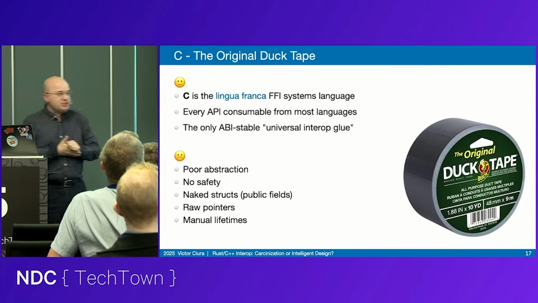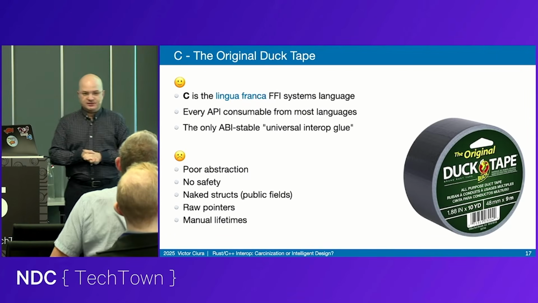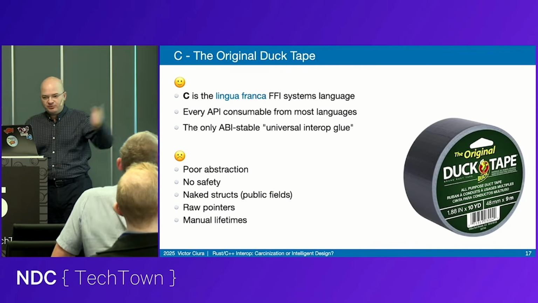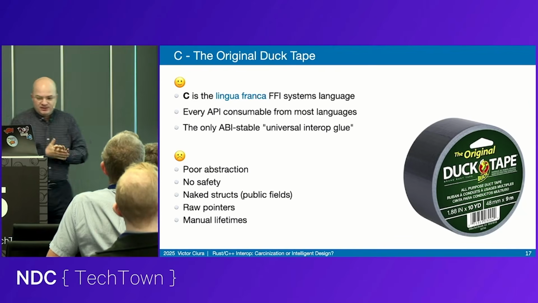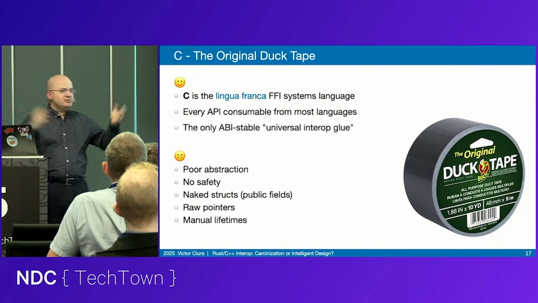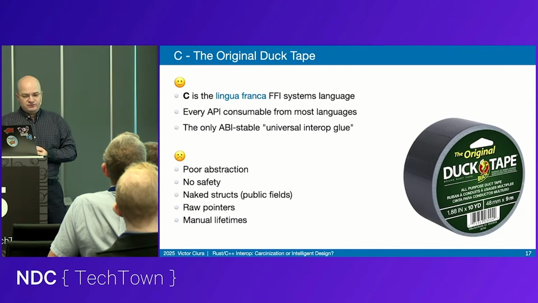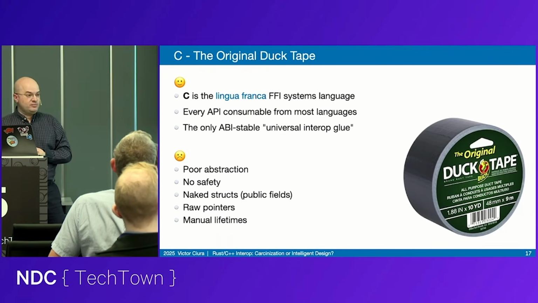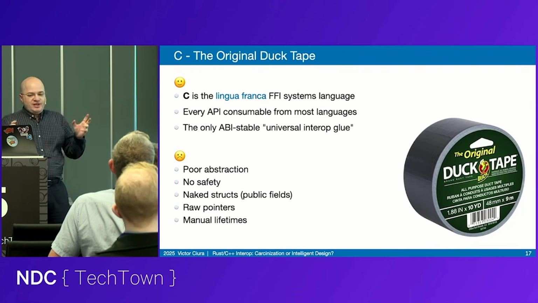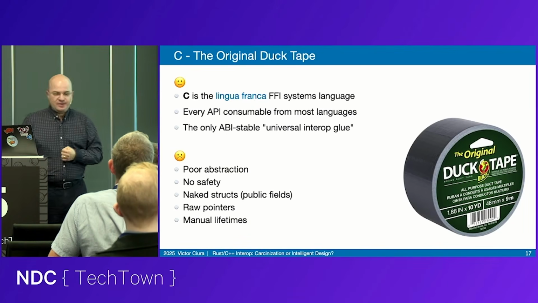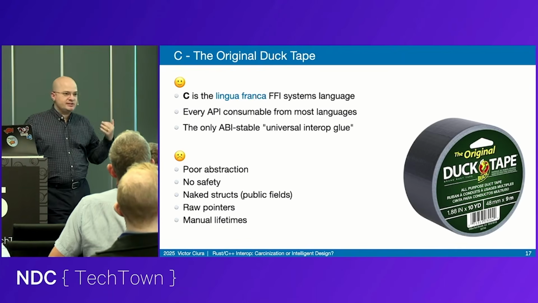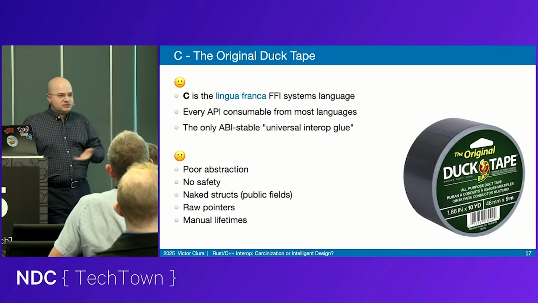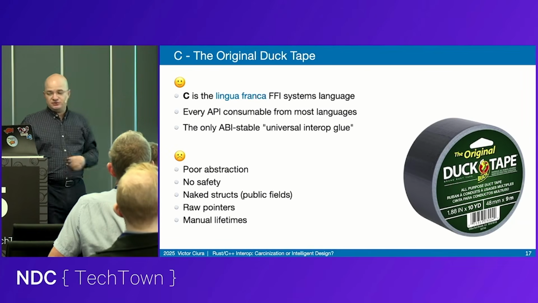So the original duct tape in this story is C, the lingua franca of all interop, master of everything. It's the first thing that comes to mind when you think about FFI, right? Every API consumable out there has a way of going through this interop language. This is the only ABI stable universal interop glue out there. But as we quickly learn, it offers poor abstractions in many situations, almost no safety, naked structs, public fields only, raw pointers, you know, the story.